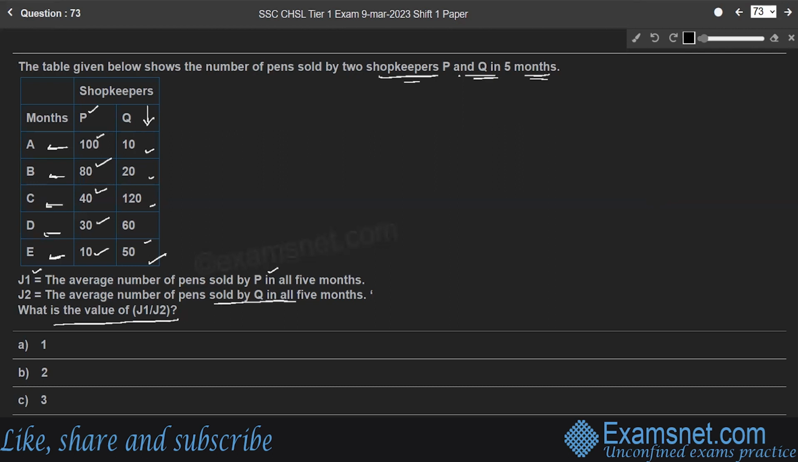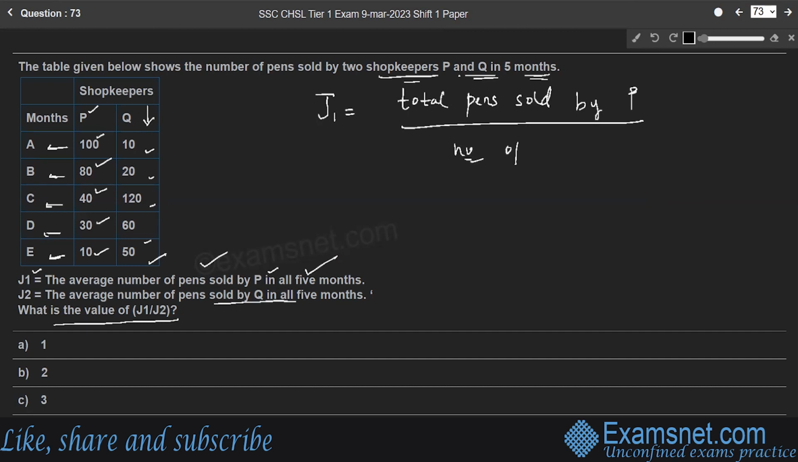So let us find J1. What is J1 here? Average number of pens sold by P in all 5 months. What is the average then? Total pens sold divided by number of months. In all 5 months it is given. Since it is J1, total pens sold by person P divided by number of months, which is 5.